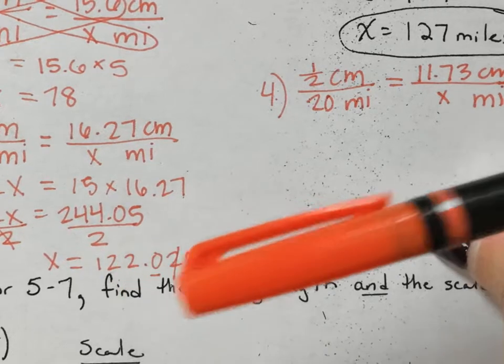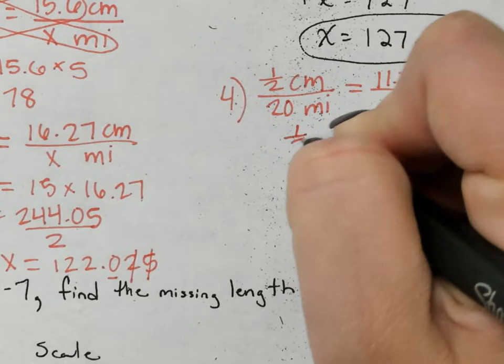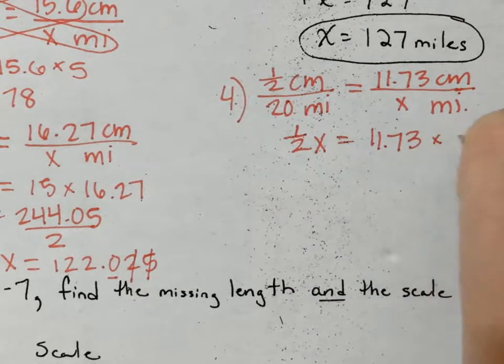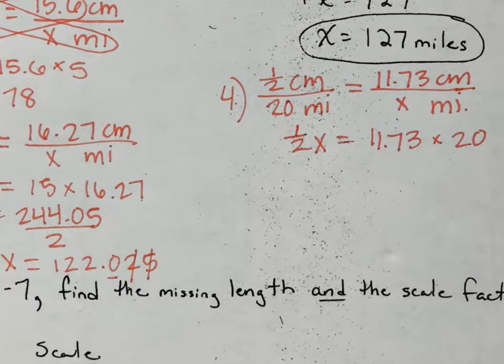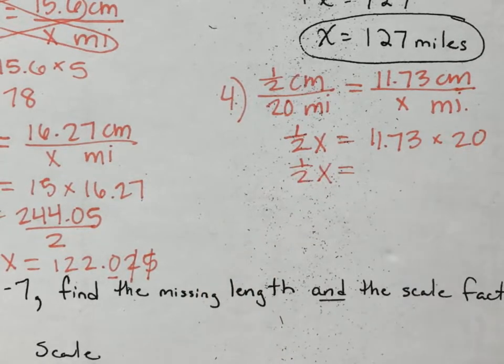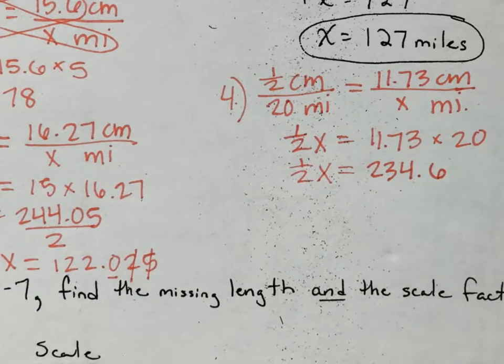So now that I have my proportion, I can use my cross products. So I have 1/2 times x equals 11.73 times 20. What is 11.73 times 20? 234.6. So now how do I solve for x?